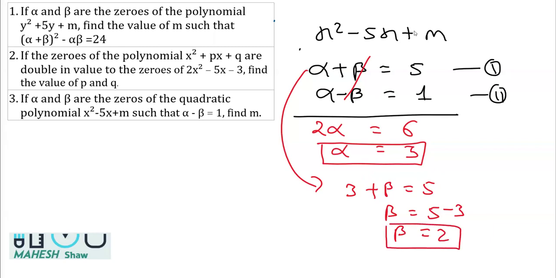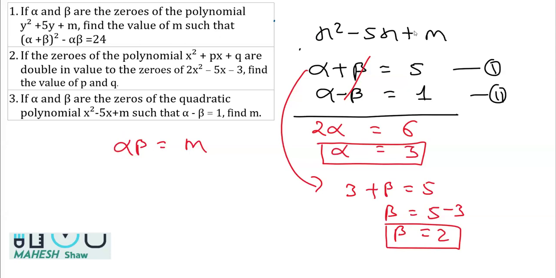Once we have the values of alpha and beta, let's find m. M is the product of the zeros. So the product of the zeros, that is alpha into beta, is equal to C by A, right? And as you can see in this question, C is M. So that is M over 1. So M over 1 is M only.